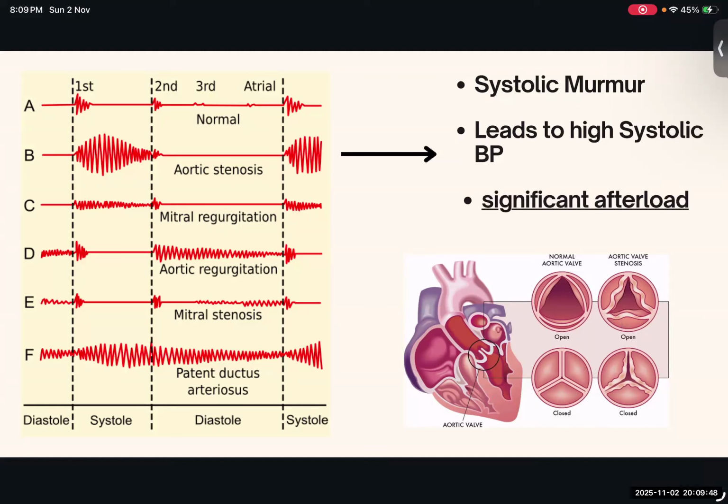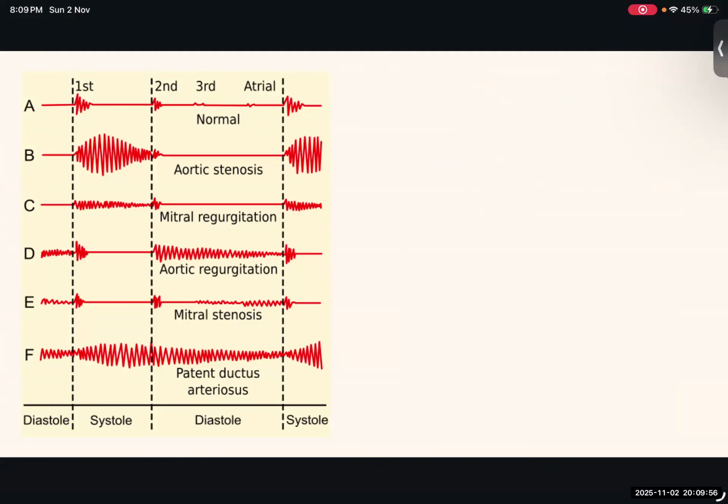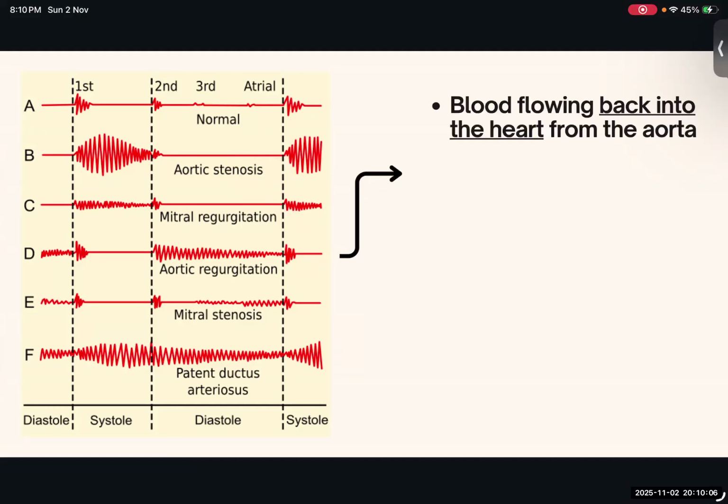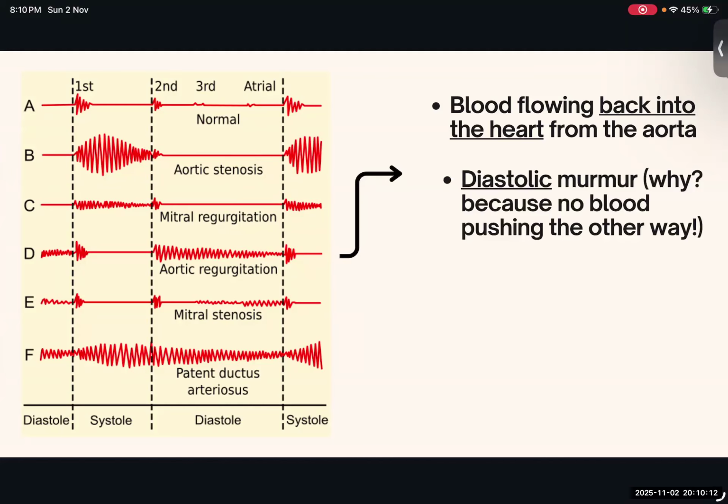That is aortic stenosis. When do we hear aortic stenosis? During systole, okay? Now let's talk about the other pathology of the aortic valve, which is aortic regurgitation. So like we said, we have stenosis, which is thickening or calcification, and then we have regurgitation, which means that the blood is flowing backwards. Blood flowing back into the heart from the aorta is what we call aortic regurgitation, and it's a diastolic murmur.